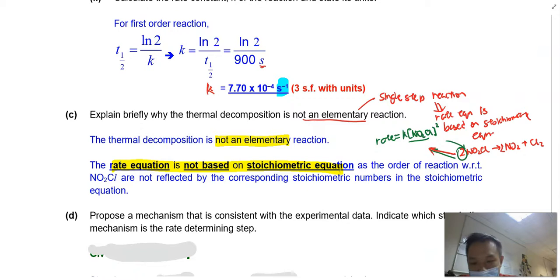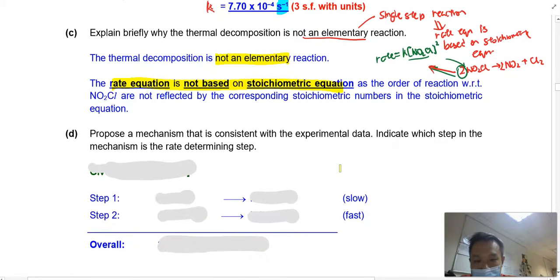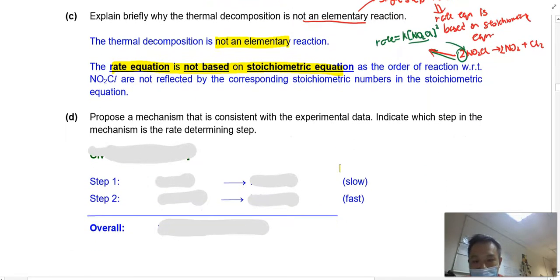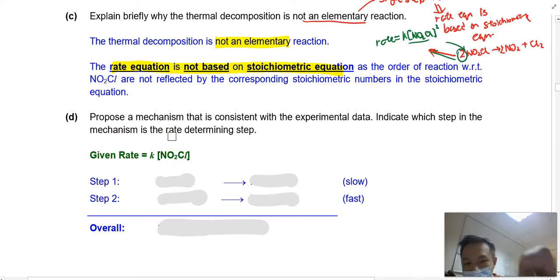Okay, and then in part D, we're supposed to propose a mechanism that's consistent with the experiment data. Indicate which step in the mechanism is the rate determining step. Okay, so again, recall your rate law is k[NO2Cl]. So in the slow step, we always work with the slow step because this is the rate law given. We only have one NO2Cl involved in the slow step, nothing else. Alright, because that's given by the rate equation.